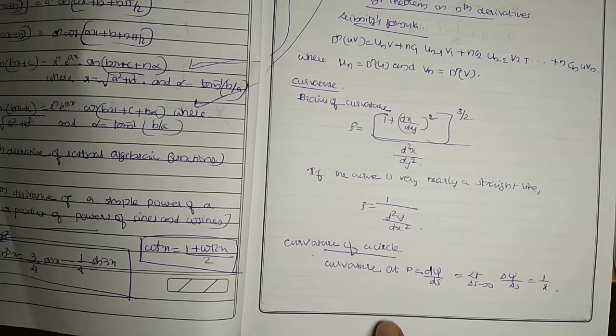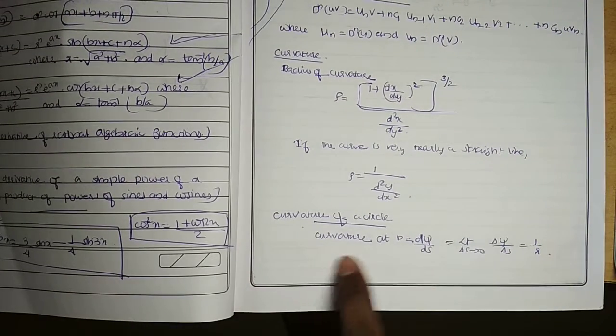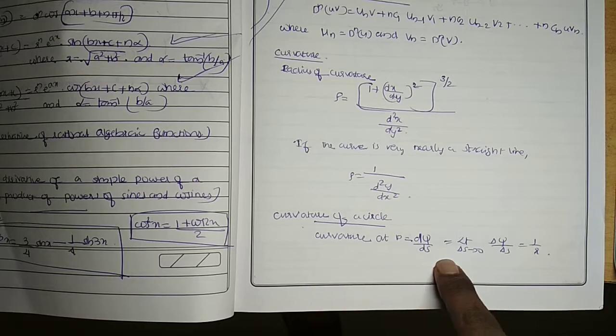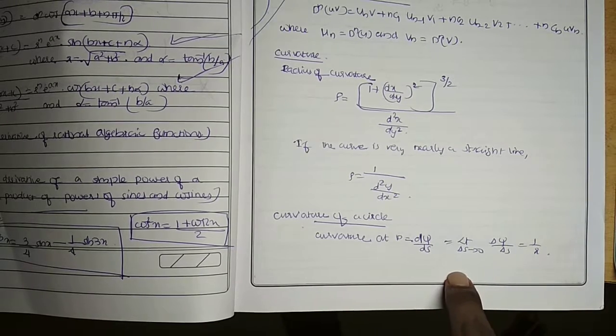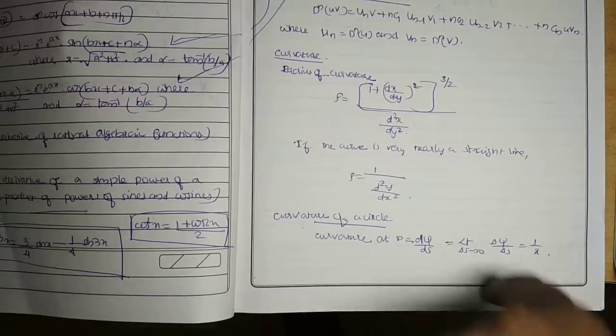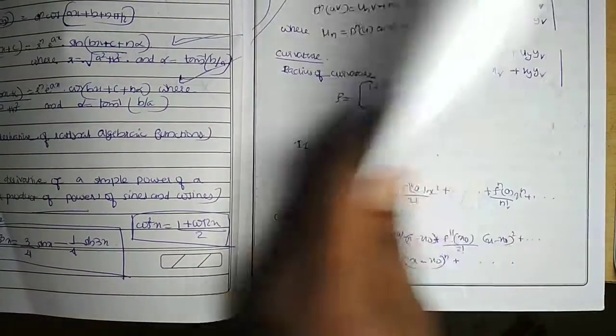Curvature of a circle: curvature at a point P is equal to d psi by ds, which is the limit as delta s tends to 0 of delta psi by delta s, equal to 1 by r.